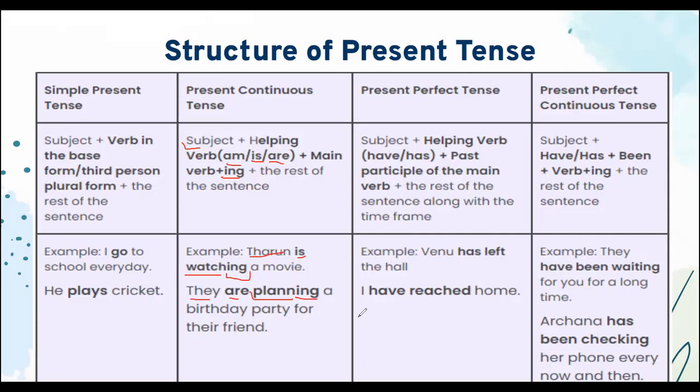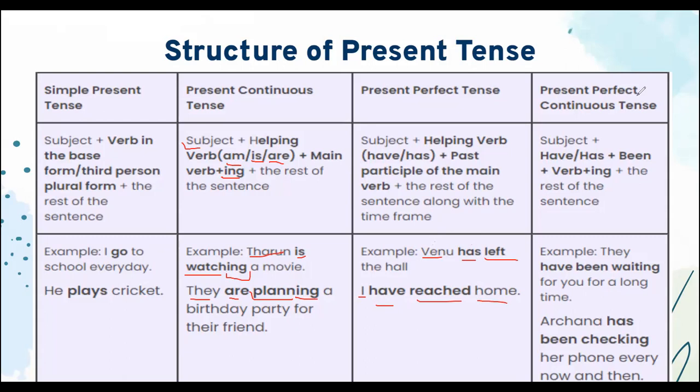For present perfect tense, subject, helping verb, specifically have or has, past participle of the main verb, the rest of the sentence along with the time frame. Vinu has left the hall. So there's our subject, helping verb has, past participle of the main verb, and the rest of our sentence, the hall. Or I have reached home: subject, helping verb, past participle, rest of our sentence.